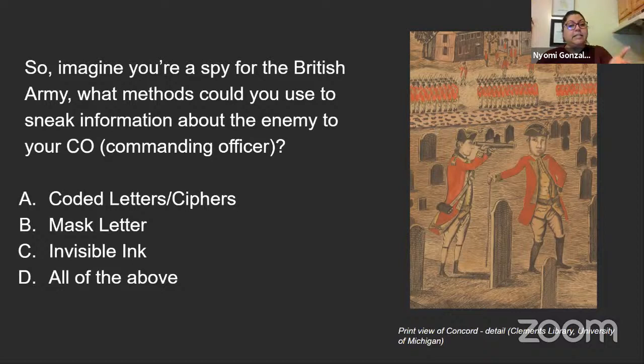That's gonna be the best way to sneak that information across. And there are a couple of coded letters. A couple of people realize that coded letters could work as well, but I see a lot of C, a lot of invisible ink coming through in the answers. But the actual answer is D, all of the above. These are all methods that were used by spies for the British.